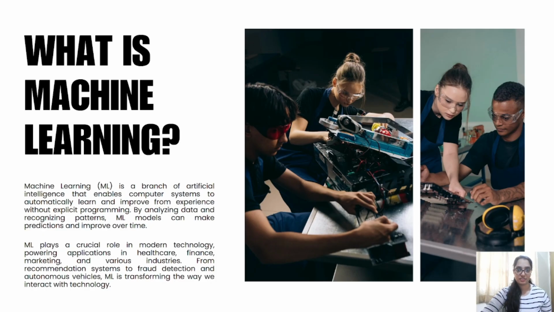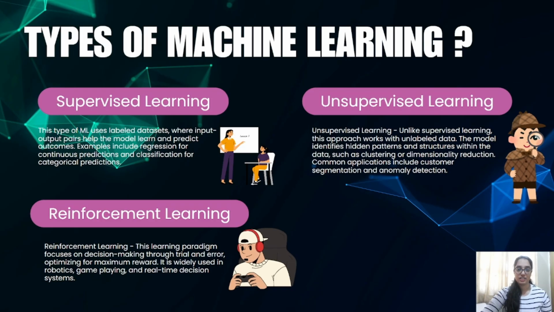What's machine learning? Machine learning is a branch of artificial intelligence. It analyzes the data and recognizes patterns. ML models can make predictions and improve over time. There are three types of machine learning: supervised learning, unsupervised learning, and reinforcement learning.